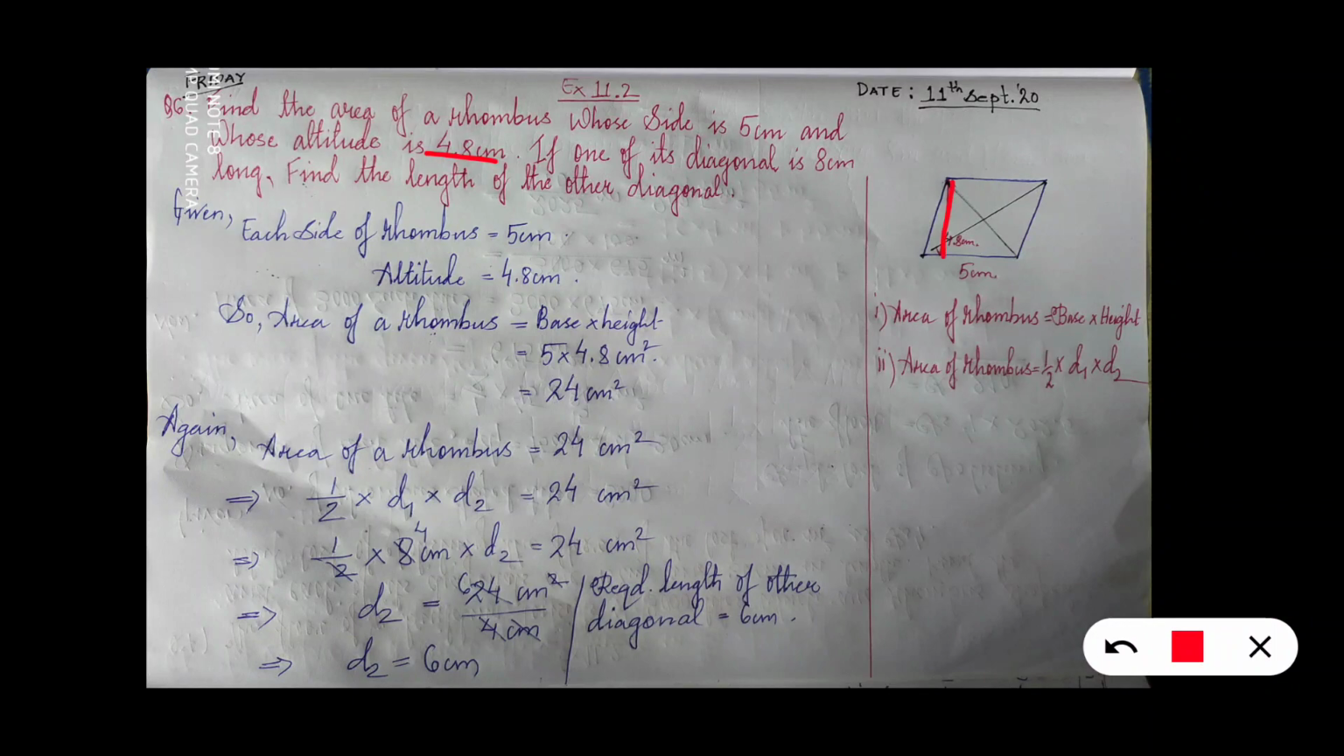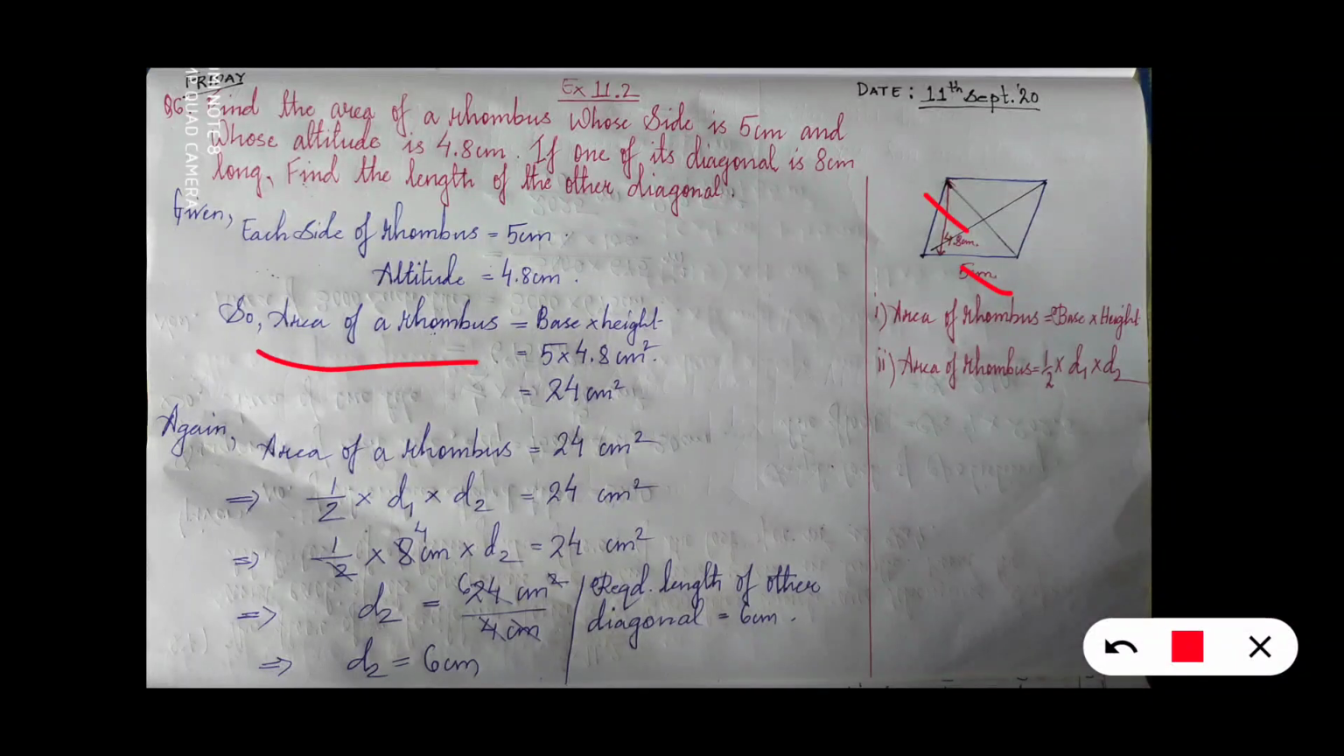Altitude is the height. So I have written a height here because the side lines are slanting, so the height should be straight. That's why this red pen denotes the height over here in the figure. Now base and height are given. All sides are 5, so the base is also 5 and the height is given. That's why we'll use the first formula to find the area. Let us find it out.